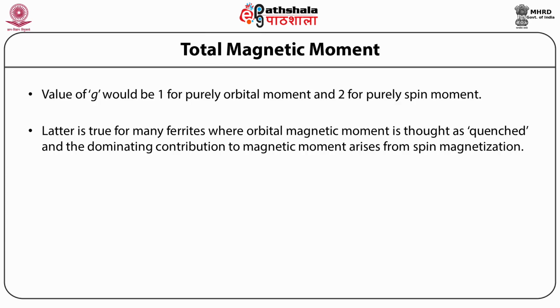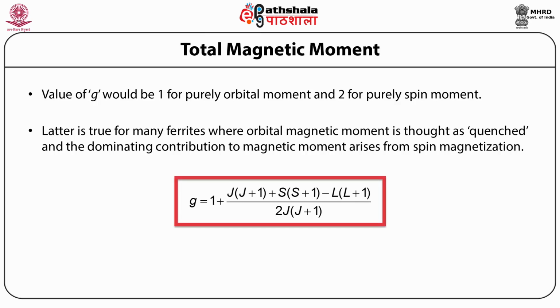Now, the value of g can also be evaluated from L, S and J, and it is given by g is equal to 1 plus J multiplied by J plus 1 plus S multiplied by S plus 1 minus L multiplied by L plus 1, the whole divided by 2J multiplied by J plus 1.